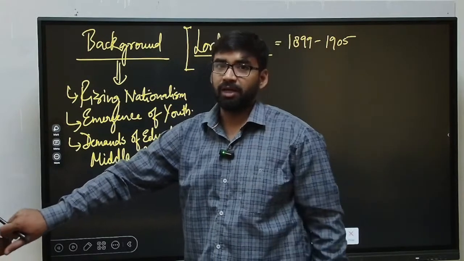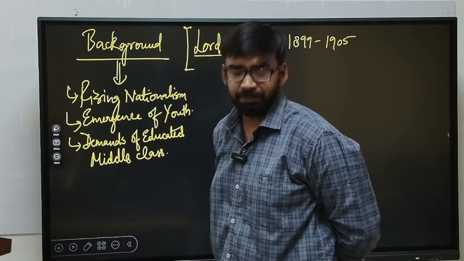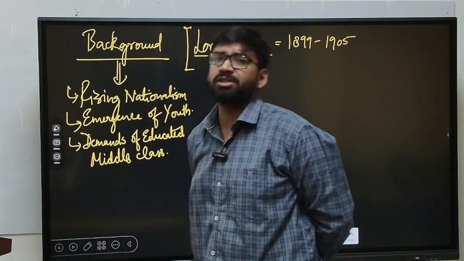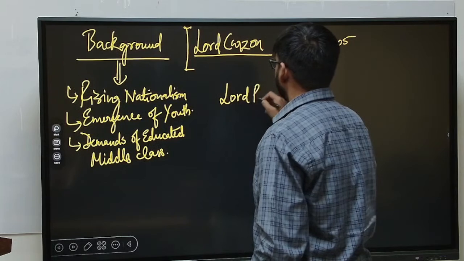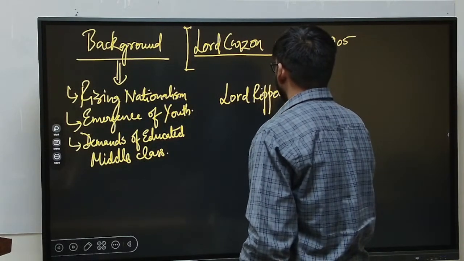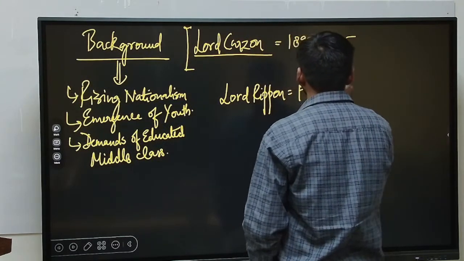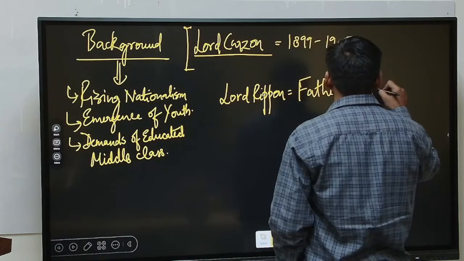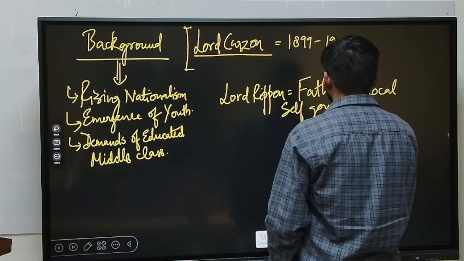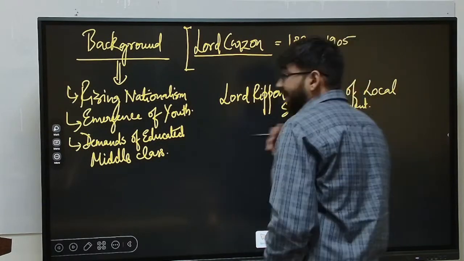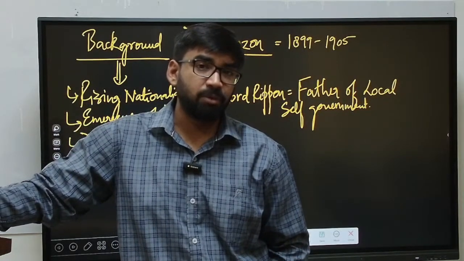Now try to understand. Before Lord Curzon, in 1880, a viceroy was sent whose name was Lord Ripon. Lord Ripon was sent. He is considered the father of local self-government. That means Lord Ripon gave autonomy to local self-government.